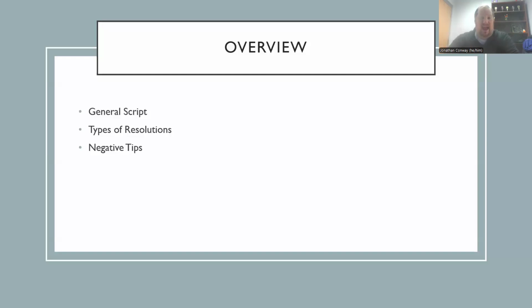So we're going to talk about having a general script, what goes into the script. We're going to get a little bit into types of resolutions. We're going to have a whole different video that really gets into depth on weighing mechanisms, but we'll start with the basics on types of resolutions. And then I'm going to talk about some of the negative tips and approaches because there's things you can do, but there's things you don't necessarily want to do either.